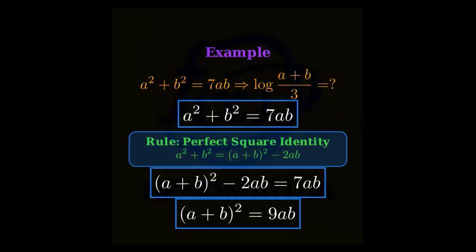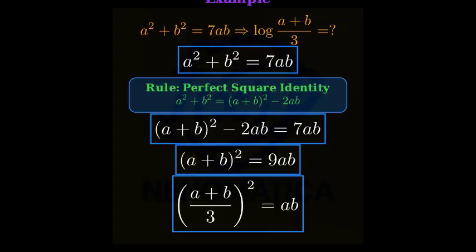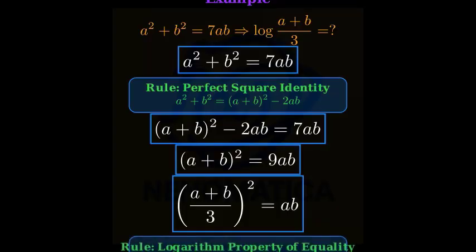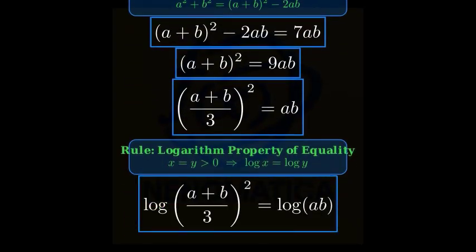Step 4. Divide both sides by 9 and rewrite as a square. The quantity a plus b over 3, all squared, equals ab. Step 5. Apply the logarithm to both sides. If two positive expressions are equal, their logs are equal. So log of the quantity a plus b over 3 squared equals log of ab.